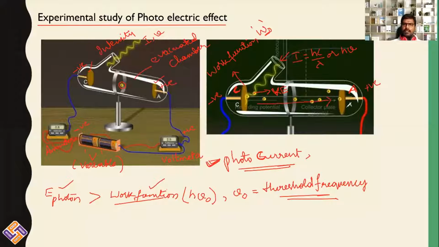So photocurrent depends on how many electrons are ejected from the metal phase. The more electrons are ejected, the more is the current in the circuit. If fewer electrons are ejected from the cathode, then less will be the photocurrent in the circuit. And the number of electrons coming out from this metal surface depends upon the intensity of the incident radiations. So photocurrent is directly proportional to intensity of incident light.